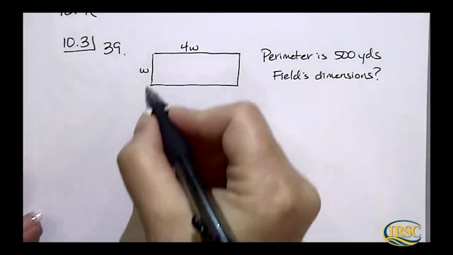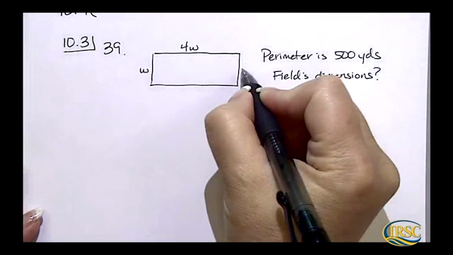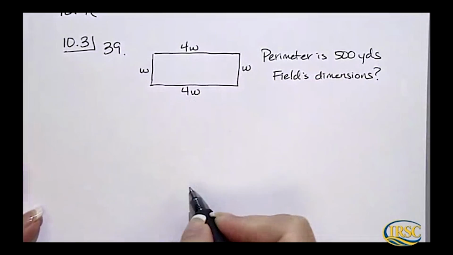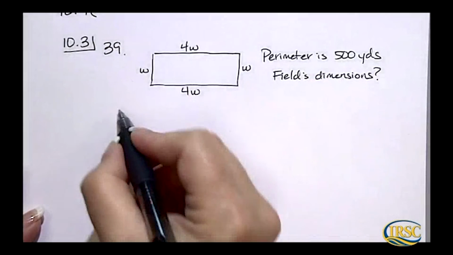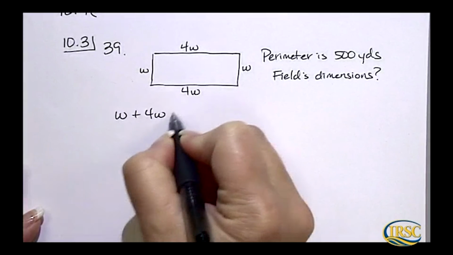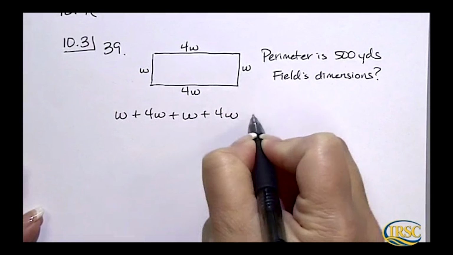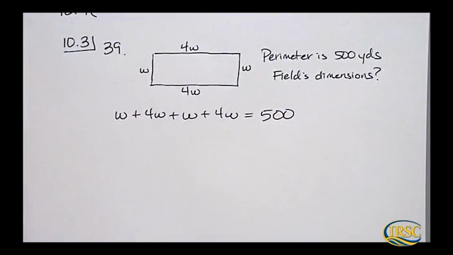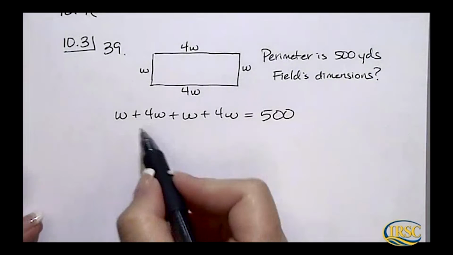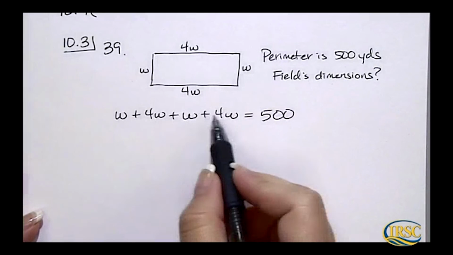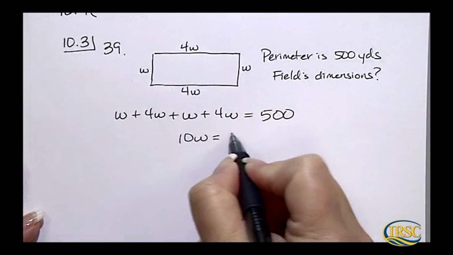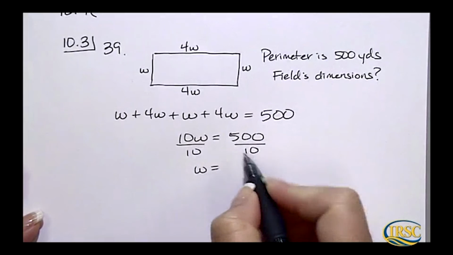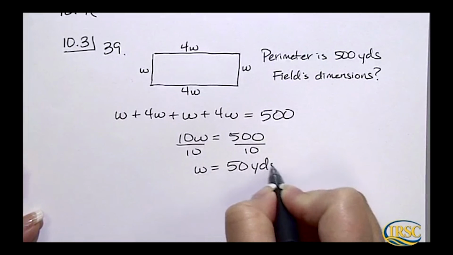Add all the sides. Right, and since it's rectangular, if this side is W, then this side's also W. And if this side is 4W, then this side is also 4W. So if you add up all the sides, W plus 4W plus W plus 4W, then it should equal 500. Okay, so adding this all up, we have 10W equals 500. Divide both sides by 10, and W equals 50 yards.